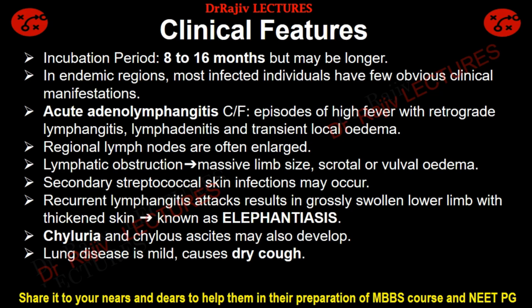If there is obstruction of the retroperitoneal lymphatics, increased renal lymphatic pressure leads to rupture of the renal lymphatics and chyluria. Chyluria is usually intermittent and most prominent in the morning. Chylous ascites may also develop.